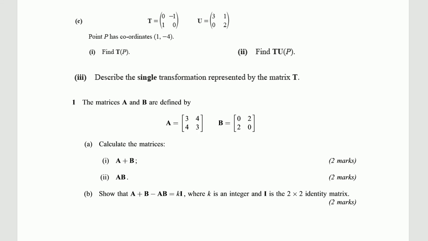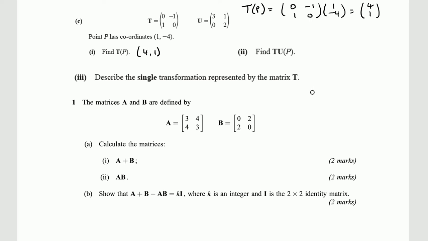So now we have another part of the question. We've got the point P with coordinates (1, -4), and we're asked to find TP. So TP is the matrix T applied to the vector pointing at the point P, which is obviously (1, -4). And I just do my matrix multiplication to find out the new vector. I'm getting 4 up here and 1 down here. So the new point P is (4, 1).